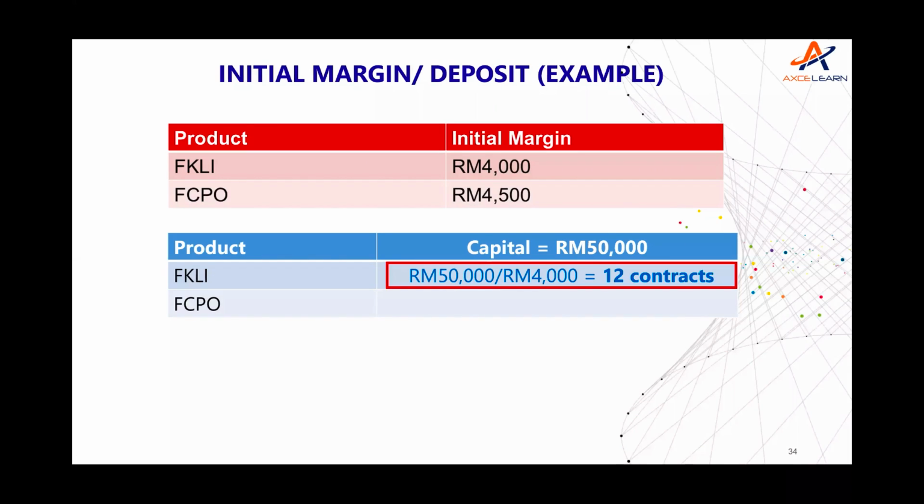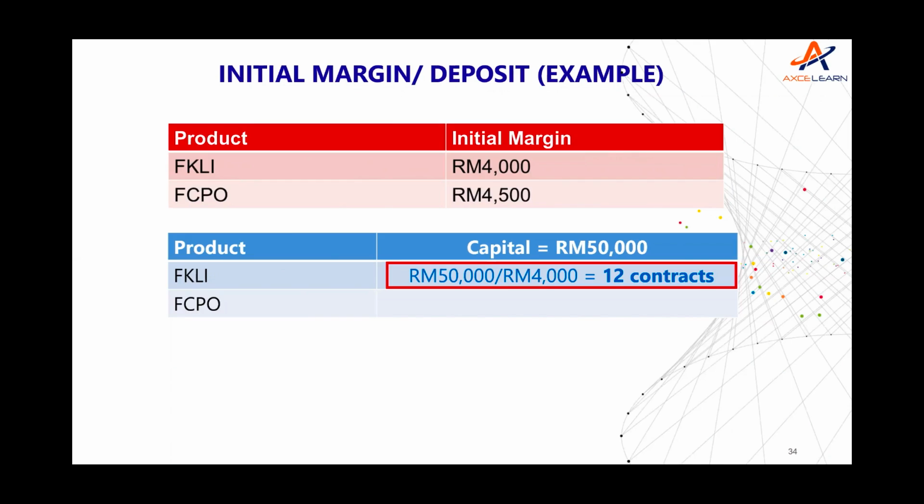So for those who answered correctly, congratulations. How do you do the calculation? You just take 50,000 divided by 4,000, which will be 12 contracts. Now, if you cannot understand what this example is about, I'll give you a very layman example. For example, if today you have Ringgit Malaysia 10, you go to buy one nasi lemak.